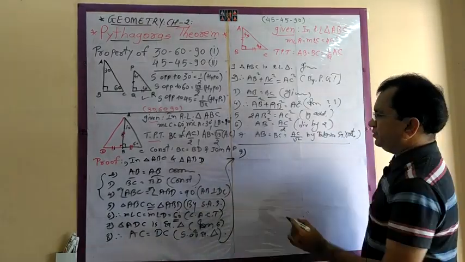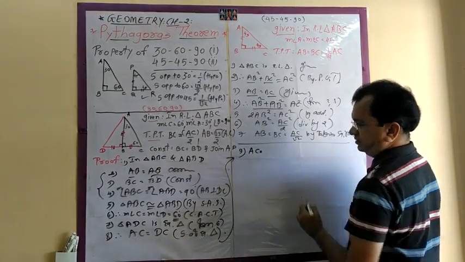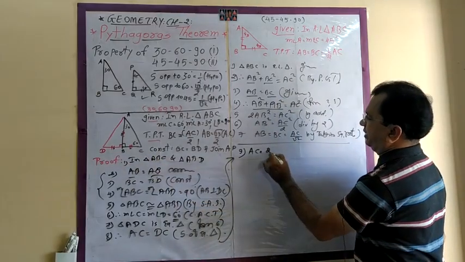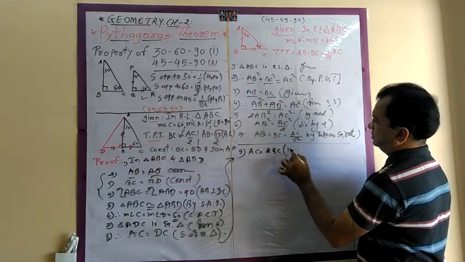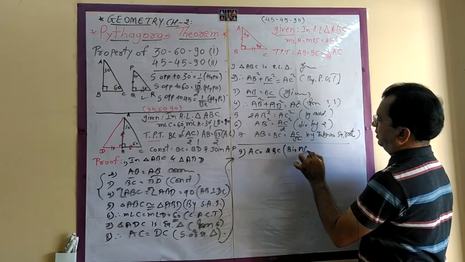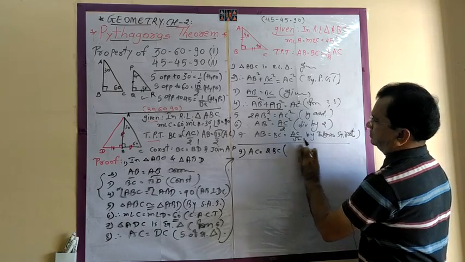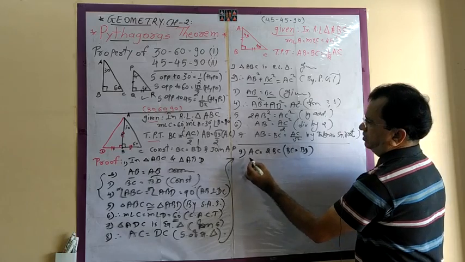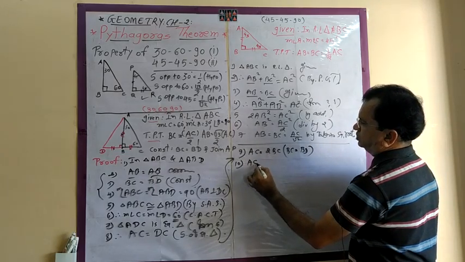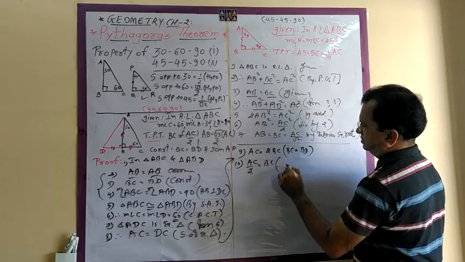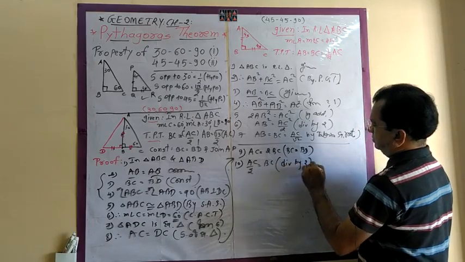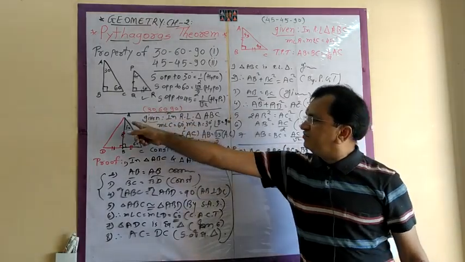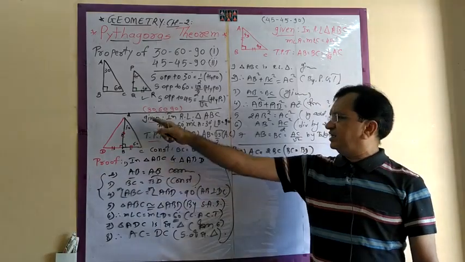Ninth one, AC is equal to DC. Instead of DC I can write 2BC because B is midpoint. Or you can write simple, BC is equal to BD, that is why. Dividing by 2, so AC by 2 is equal to BC. So opposite to 30, which side? BC is half of the hypotenuse. AC means hypotenuse.